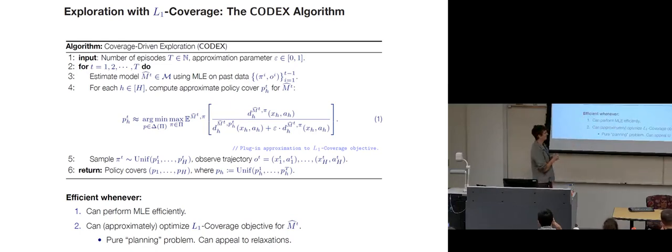So this is efficient whenever you can do maximum likelihood over your set of models, and you can solve this planning problem in equation 1. And we're going to talk about how you can actually solve this planning problem in the sequel. But if you're happy assuming this as an oracle, we're done. This is efficient. Any questions?